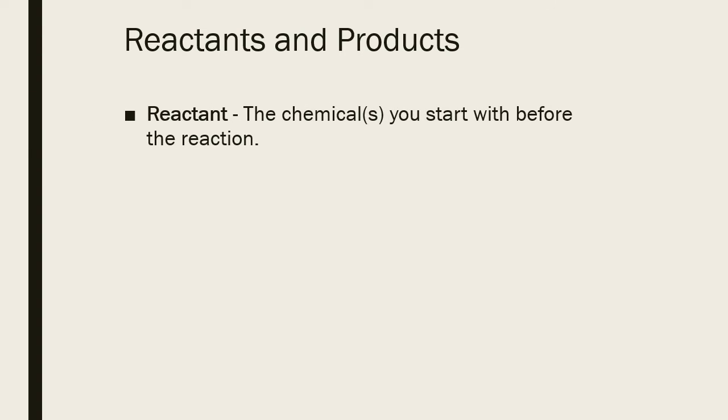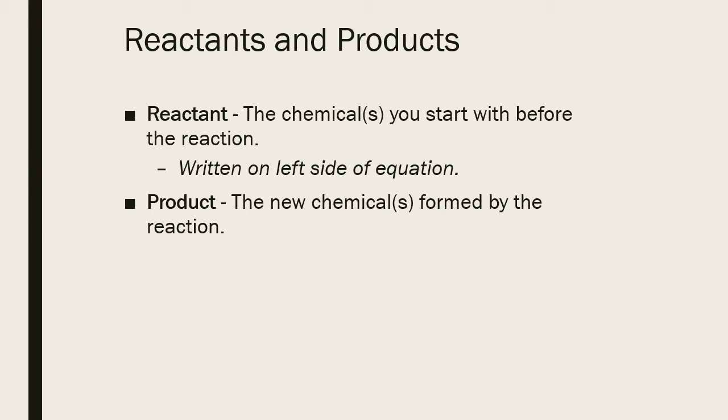So reactants and products. Definition of a reactant. A reactant is the chemicals that you start with. They are on the left side of the arrow. Products are what we make, and they are on the right side of the arrow. So reactants are again on the left. Products are on the right. You need to pause this so you can take notes.